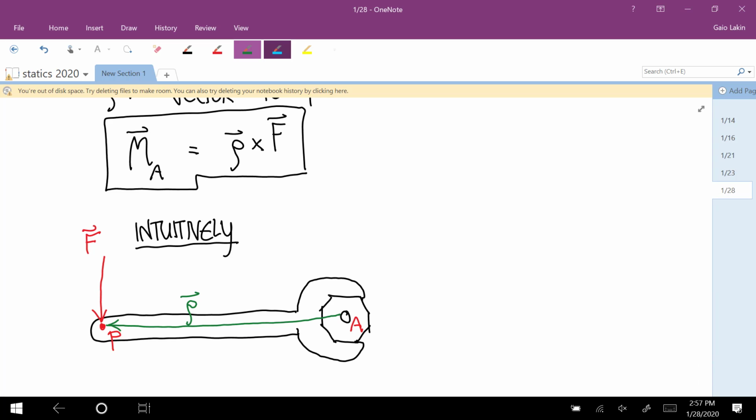So what this cross product is doing is calculating a combination of the force F and the perpendicular distance from the axis to where the force is applied. It's not good enough to just multiply the force times the distance from the axis, because if you're trying to turn that bolt by applying the force this way, that's never going to turn it. The distance that matters is the distance that's perpendicular to that force. So that's what the cross product does here.